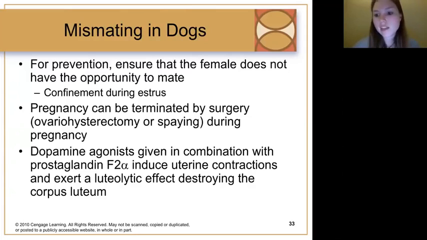So lytic basically means you're kind of breaking something down. So luteolytic would basically destroy that corpus luteum, which, if you remember, is producing the progesterone that's maintaining the pregnancy. So if the corpus luteum is destroyed, then pregnancy is no longer going to be maintained, and that follicular phase is going to start over. So you can give them something that will have a luteolytic effect.